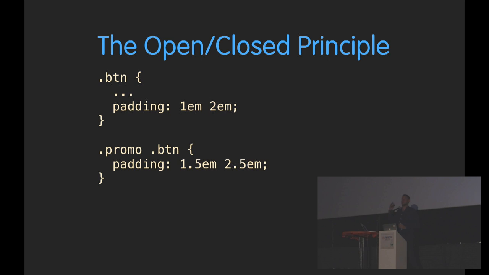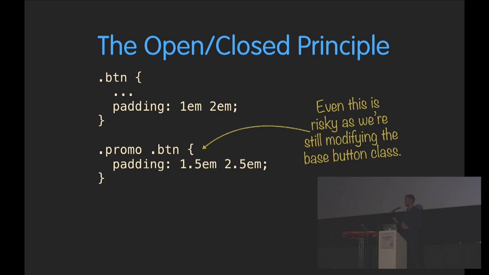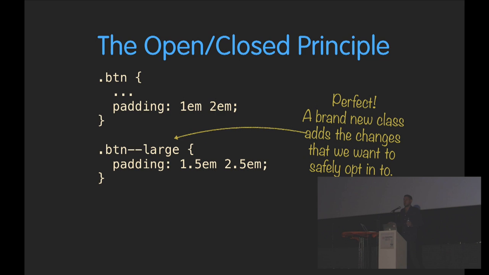Problem with this, it increases cyclomatic complexity. We're modifying the button directly, so it violates the open-close principle. We're mutating button, so this violates immutability. And again, the fix here is to use a BEM modifier, right? A really simple fix that means that we don't get these collisions anymore.